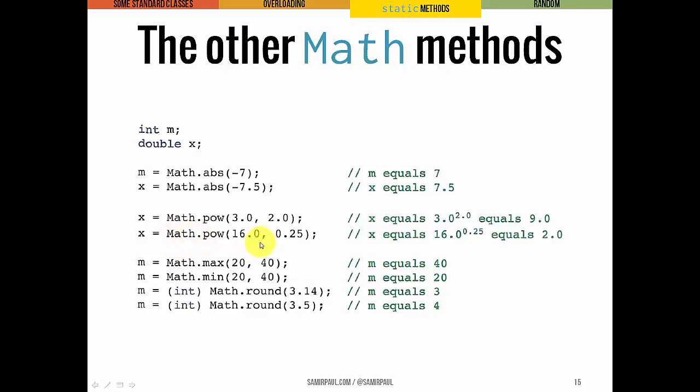Likewise here, we can pass a fractional exponent as well. So 16.0 to the 0.25 power equals 2.0. Okay, so that's taking a fractional exponent. In other words, that's like taking a fourth root.